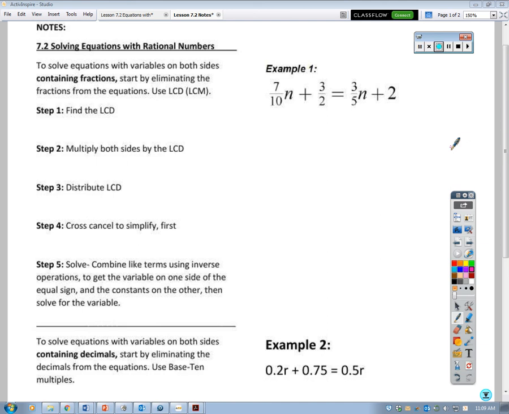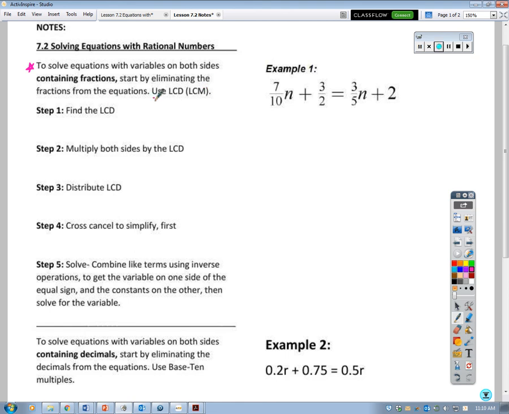So what I've got for you guys is all the steps to solve on the left side of our notes here, and then we're going to work through each of those steps on the right side of our notes. So it looks like a lot, but hopefully it breaks it down a little bit easier for you as we go through this. So to solve equations with variables on both sides containing fractions, we need to start by eliminating the fraction from the equation.